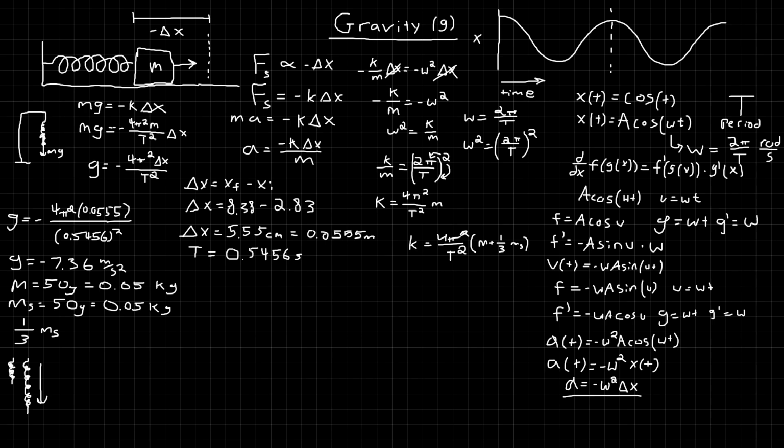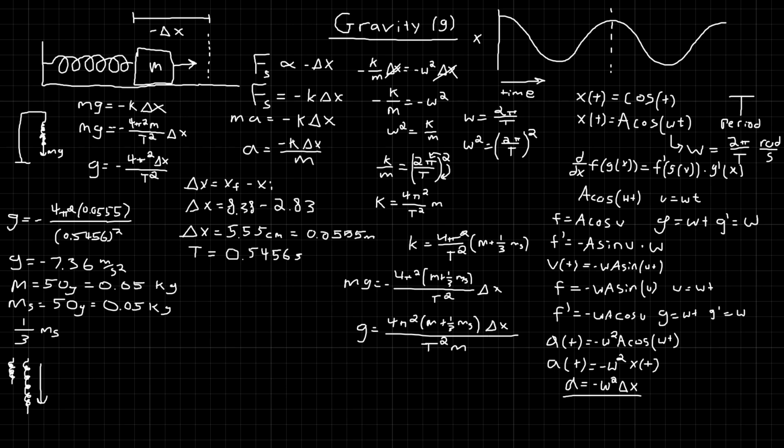And then we brought that over here to solve for gravity. To do that, we used mg is equal to negative k delta x, and then we divided both sides by mass. So we ended up being able to cancel out the masses, but in this case we aren't going to be able to cancel out the masses. So I'm going to rewrite it from this step here. mg is equal to negative 4 pi squared times (mass plus 1/3 mass of spring) over T squared times delta x. Now when we divide by mass, it's just going to go into the denominator. This allows us to rewrite our gravity equation as g equals 4 pi squared times (m plus 1/3 mass of spring) times delta x over T squared m.